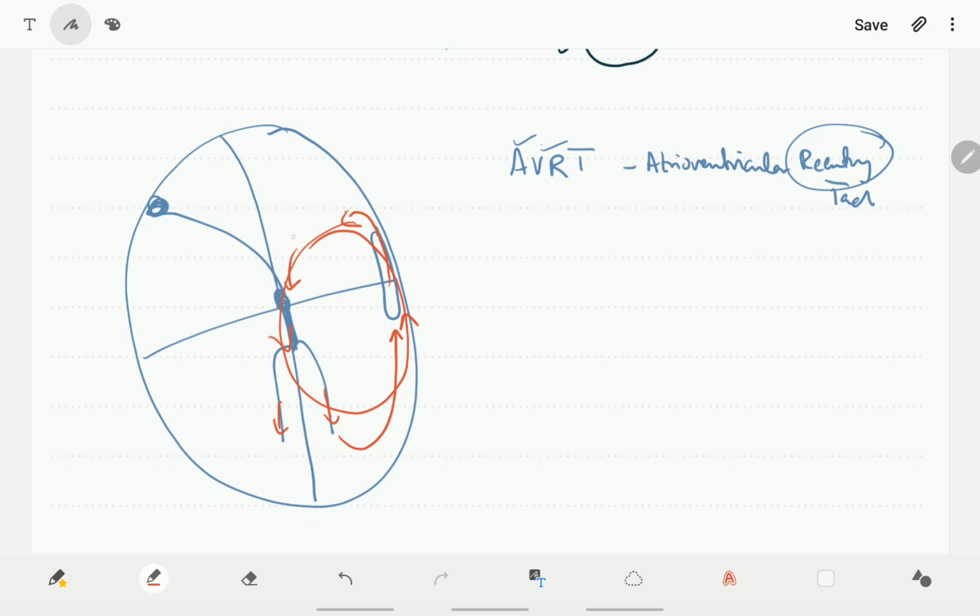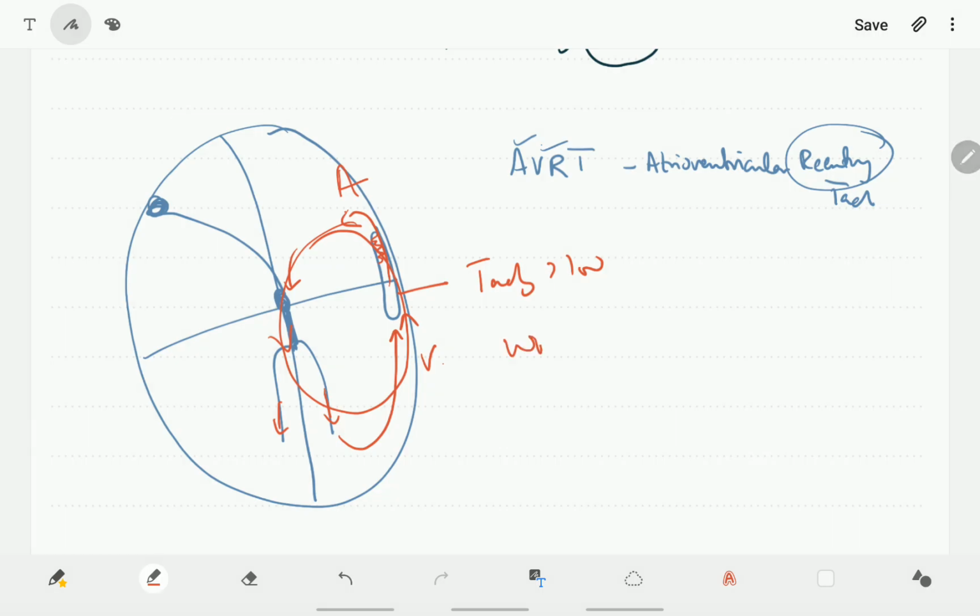So this is basically atrioventricular re-entry tachycardia, a heart rate more than 100. This is what is meant. So this happens only in patients with Wolff-Parkinson-White syndrome, and this is one of the most common arrhythmias that is seen in Wolff-Parkinson-White syndrome. The other is AVNRT.